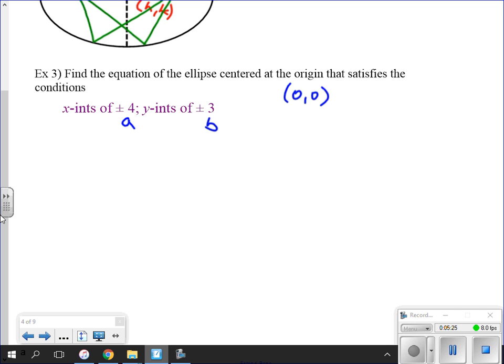So for the first one, we have (x minus 0) squared, which is just x squared, over 4 squared, which is 16, plus (y minus 0) squared, which is just y squared, over 3 squared, which is 9, equal to, what is it always equal to? 1. Always equal to 1. If it's not equal to 1, it's not an ellipse. And if it's not plus, it's not an ellipse. Ellipses are always plus. X squared, y squared, 1. And what makes them not a circle are these two values for a and b at the bottom. Okay, that's what makes it not a circle.